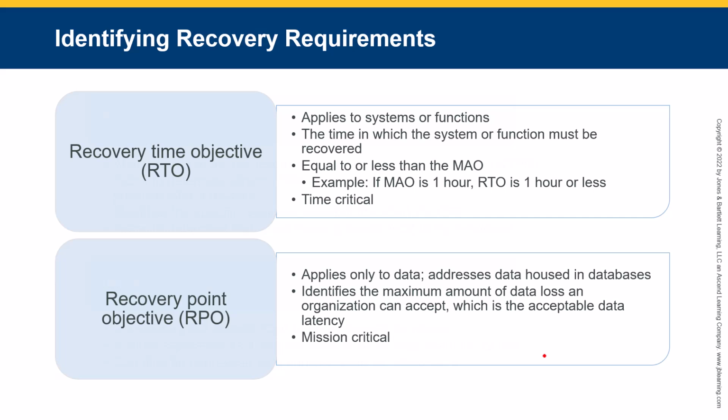So when we're trying to identify the recovery components, we have our recovery point objective and our recovery time objective, RTO and RPO. The RTO applies to the systems or functions or processes. It's the time in which the system or function must be recovered. It needs to be equal to or less than the MOU. So, if the MOU is an hour, the RTO is an hour or less. This is time sensitive.